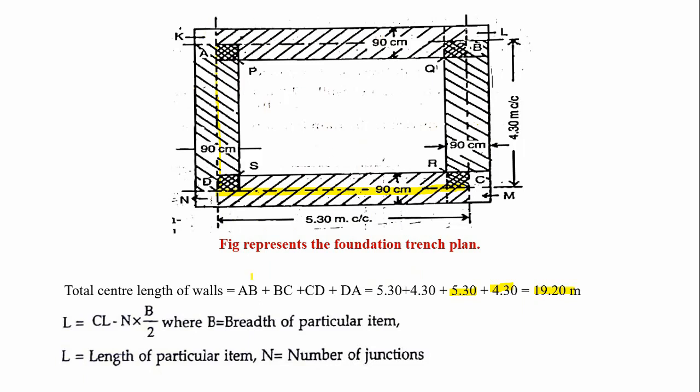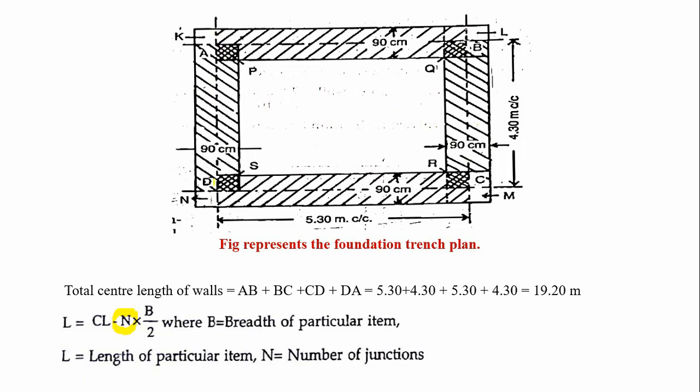Next is how to calculate the length of the particular item. The formula is length is equal to center length minus n into b divided by 2, where n is the number of junctions and b is the width of the particular item of work. Already we have seen all these things in the earlier video. So first we will see n, the number of junctions. How many junctions we are going to have has to be calculated.